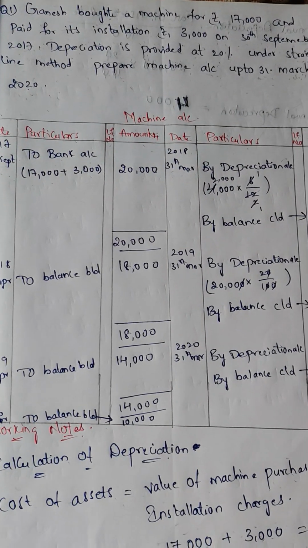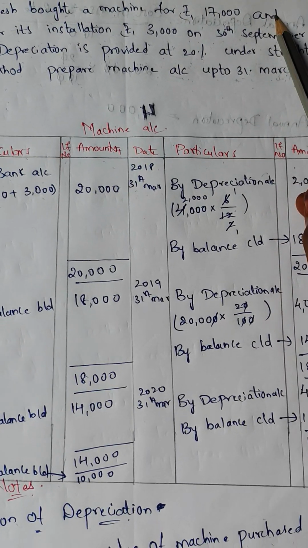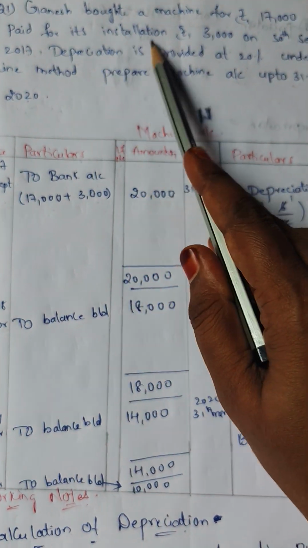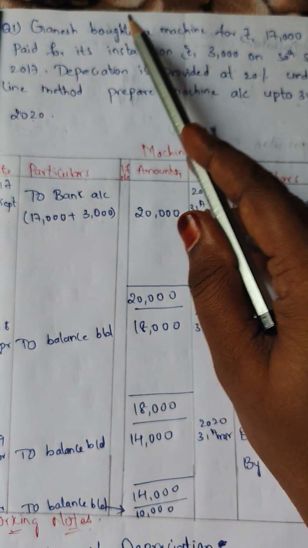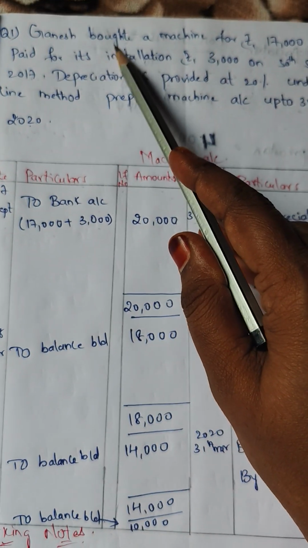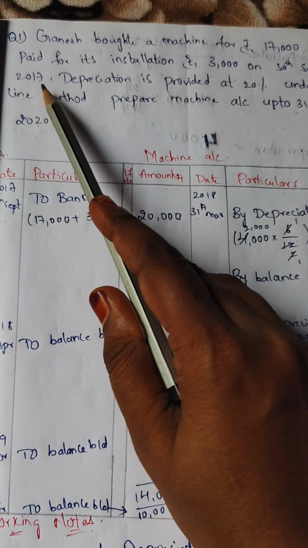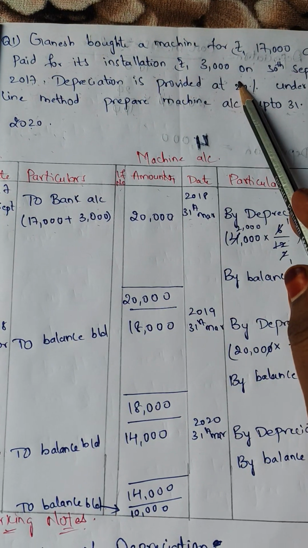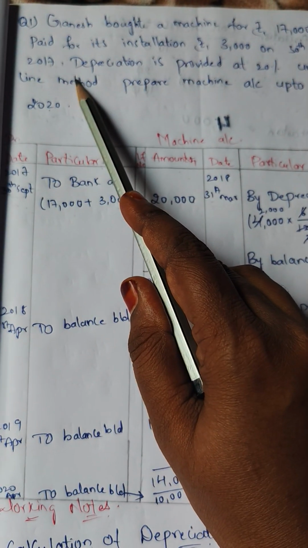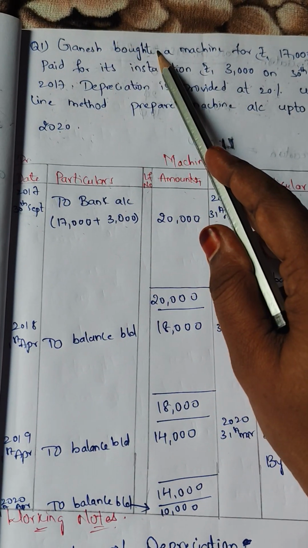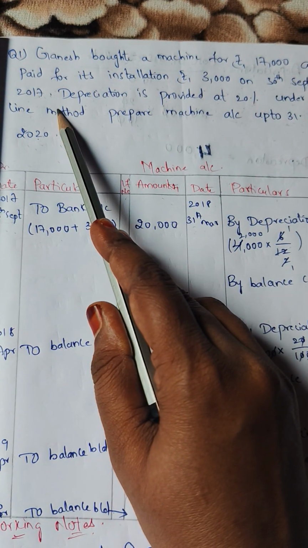So the first sum we are doing here is: Ganesh bought a machine for rupees 17,000 and paid for its installation rupees 3,000. Bought is nothing but purchased. Ganesh purchased a machine for rupees 17,000. Further he paid installation charges of 3,000 on 30 September 2017. It means Ganesh purchased that machine on 30 September 2017.